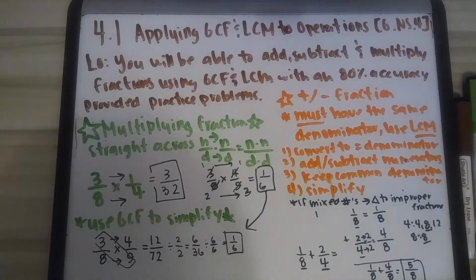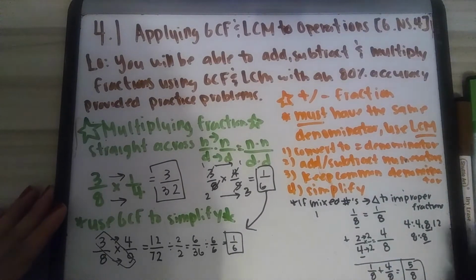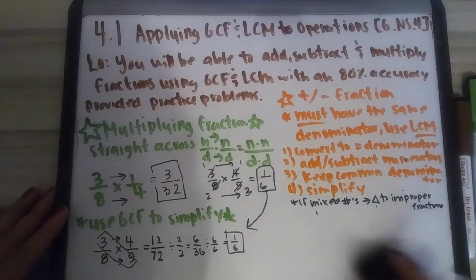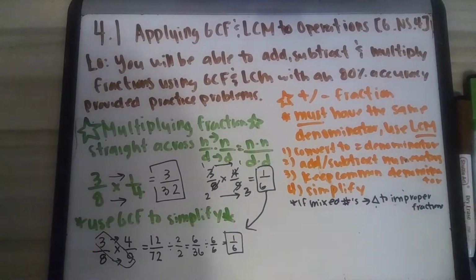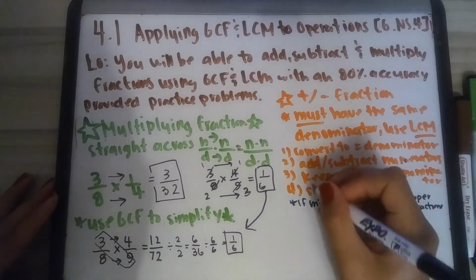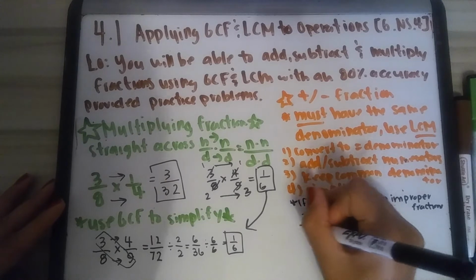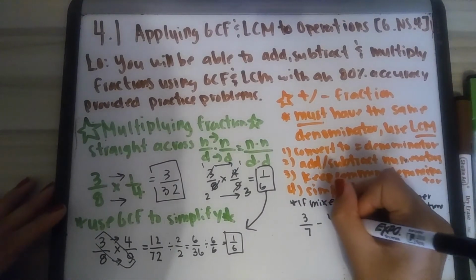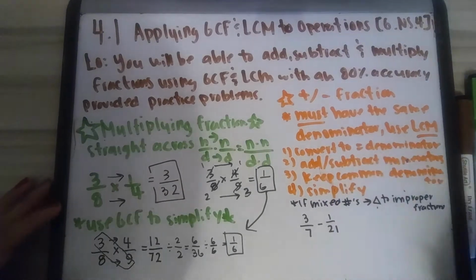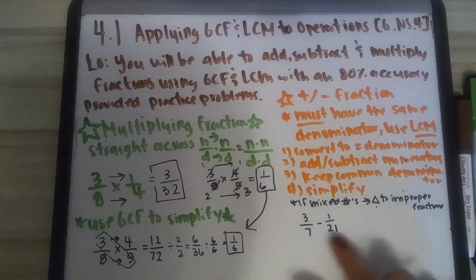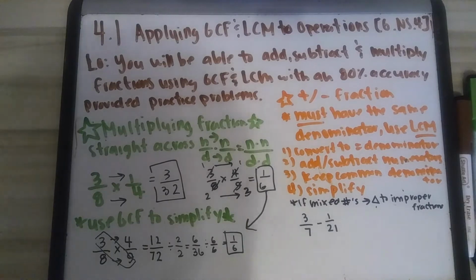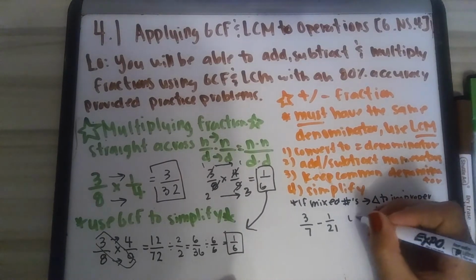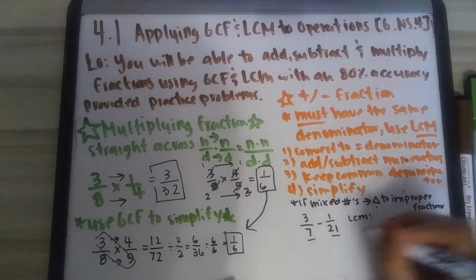Okay. Same thing with, let me do a subtraction problem for you, and then I'll give you some work to practice. So if I have, for instance, 3 over 7 minus 1 over 21. Okay, I do not have the same denominator, so that means I have to find the LCM, and the LCM of 7 and 21 is just 21.